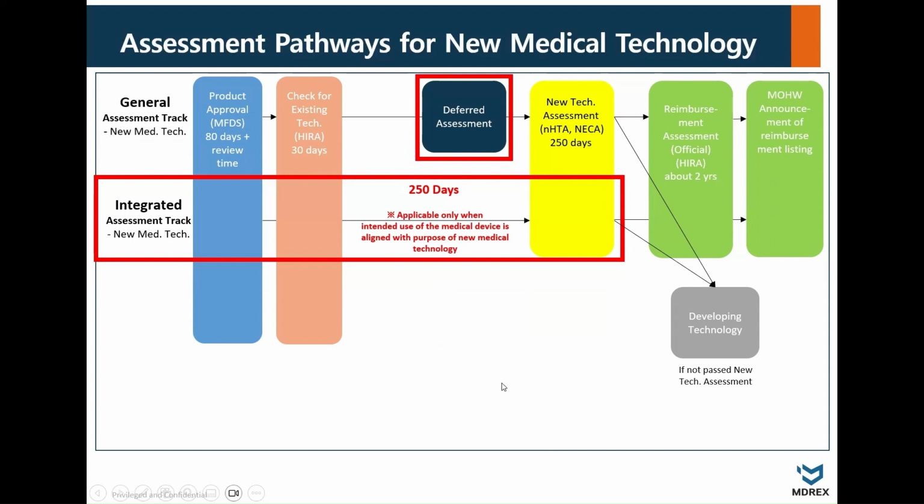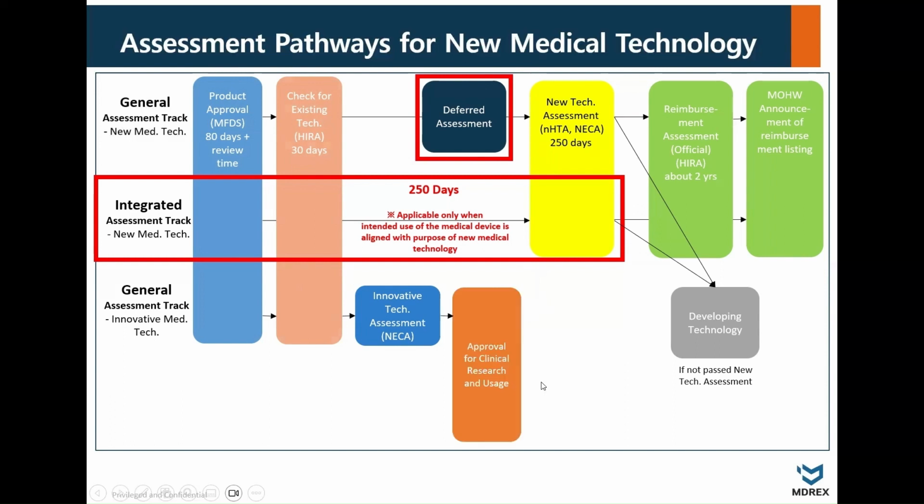Next is the remaining pathway in innovative technology assessment. The general assessment track goes similar to the general NHTA pathway first. Product approval and check existing technology. But rather than NHTA, it goes for innovative technology assessment by NECA. If the target technology passes this assessment by NECA, it will be given an approval for clinical research and usage. And then reimbursement assessment for temporary listing follows.